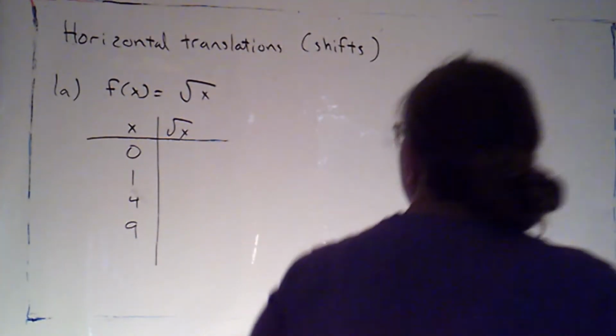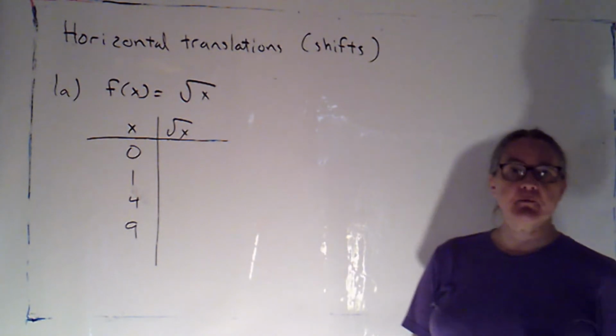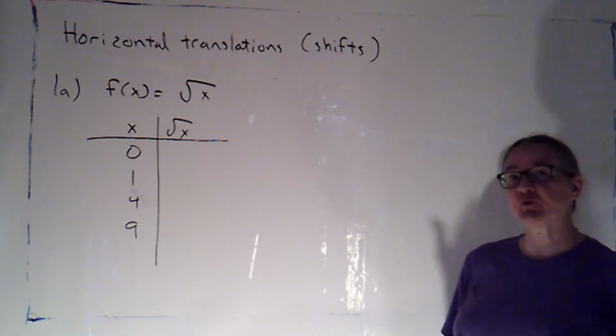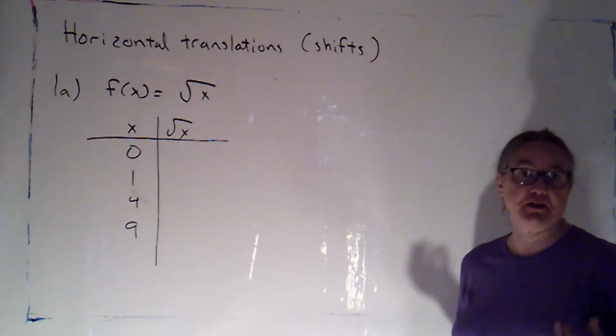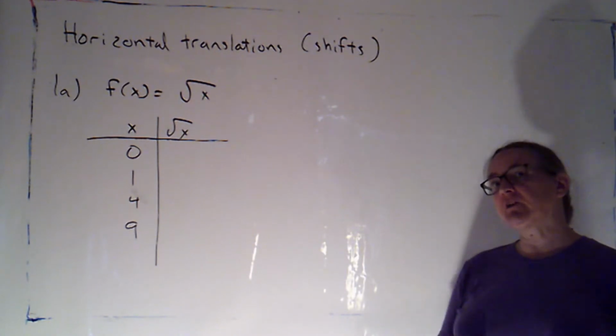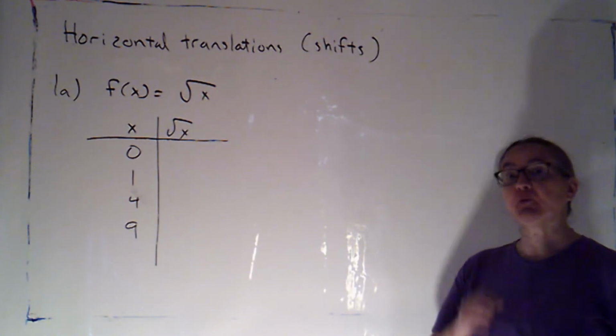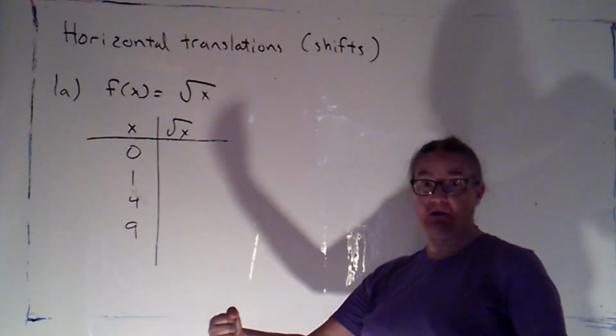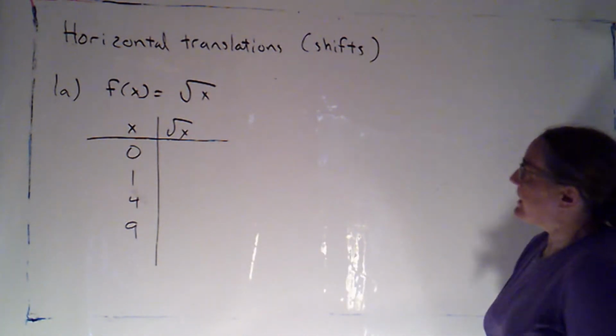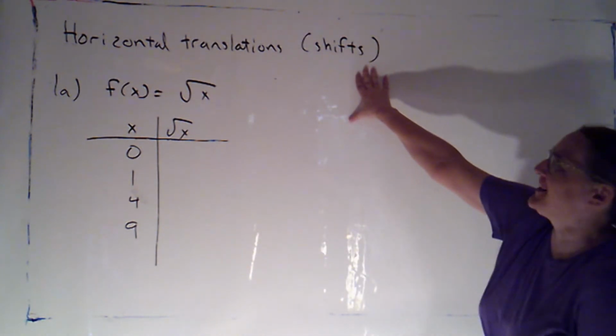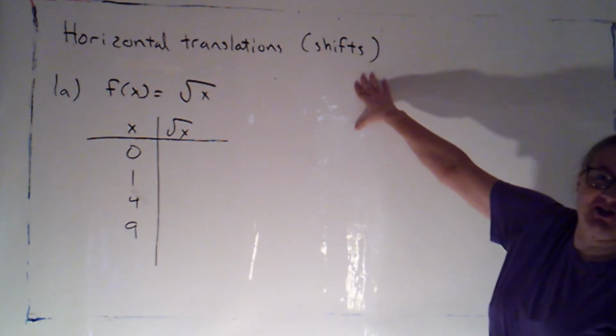In the last problems, we added or subtracted a number to a function after we had done what the parent function told us to do. Here, we're going to take a look at what happens if we add or subtract a number before we plug into the parent function. I sort of am giving it away here. That's going to give us a horizontal translation or a shift.